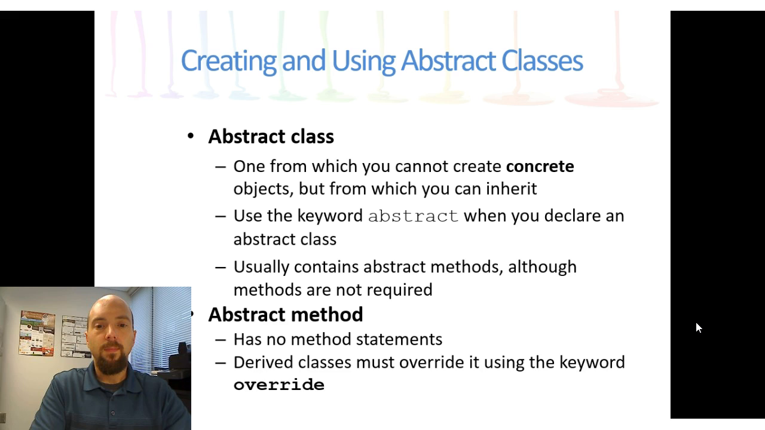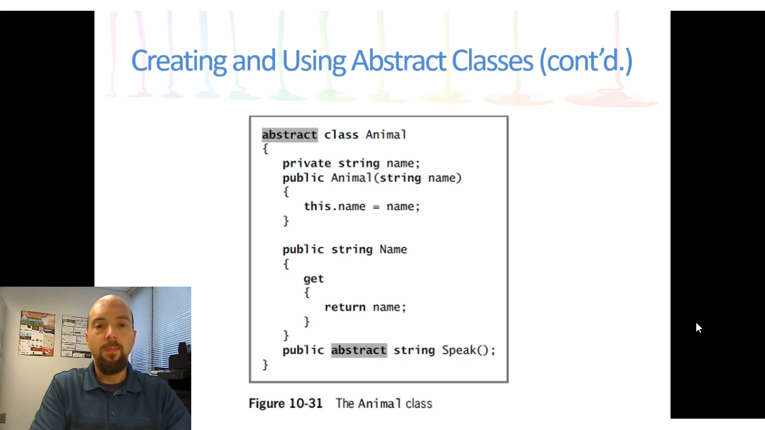So we're going to use this if we want to allow methods to be created, but we don't actually want the system to make our real objects. We're going to have an abstract method which has no method statements. Our derived class is going to override it using the override keyword, and then we end up with something like this. In this case, we have this abstract class called animal. In our abstract class called animal, we have an attribute called name. We have a constructor for animal that is going to accept something called name, and then it's going to create this.name, and it'll set it to name, and so forth.